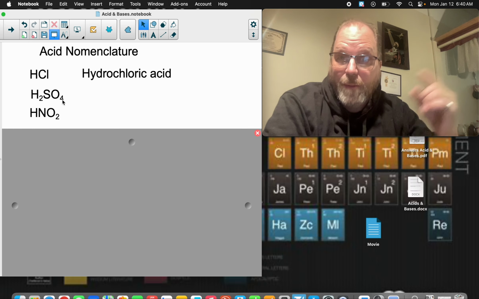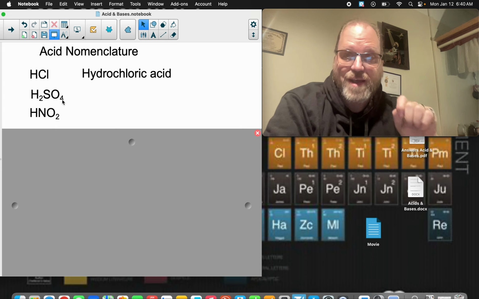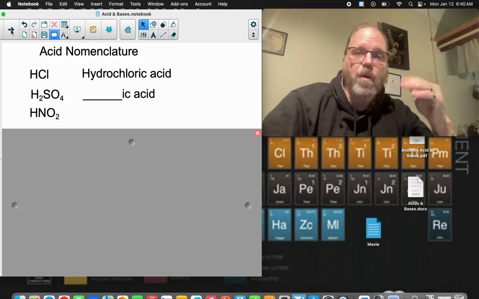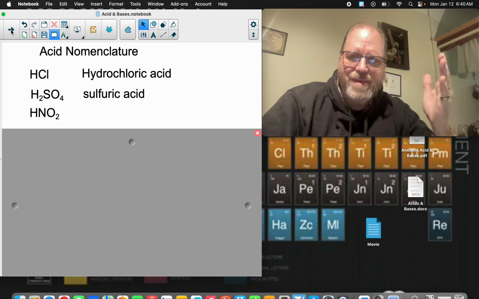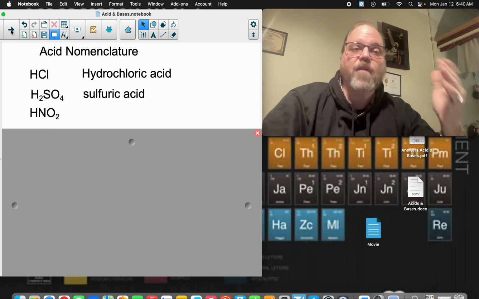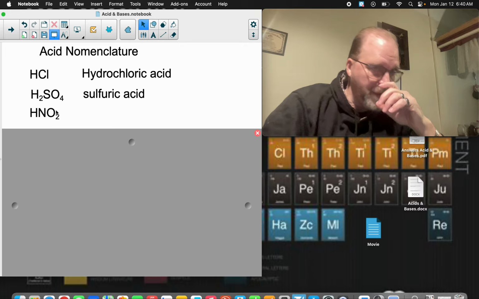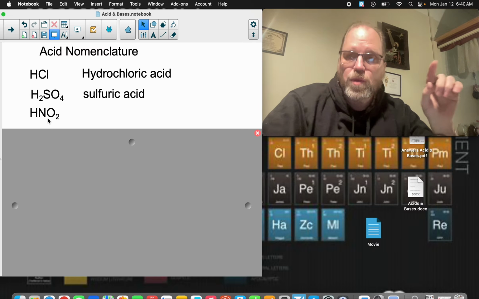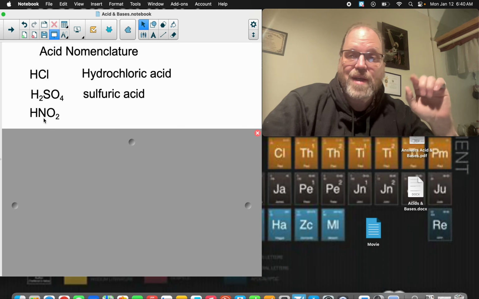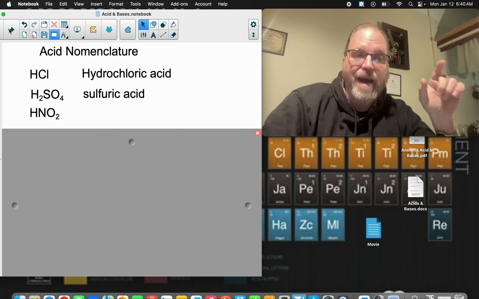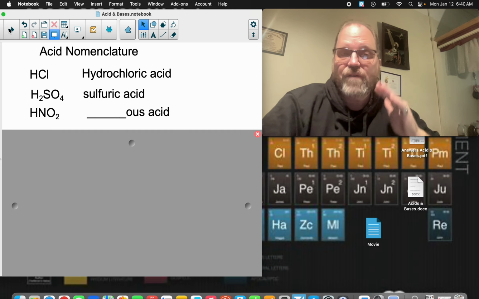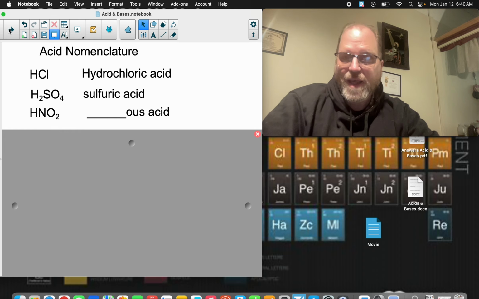SO4, that's sulfate. Remember, it's inside the box. O4, inside the box is an 8. So that's the rule for 8s: ic acid. So it would be sulfic, but they didn't like that too much, so they make it sulfuric acid. And then HNO2 is outside the box. Outside the box, O2 are ites. So that's nitrite for ites. Acid, it's ous acid. So nitrite, take the ite off, add ous, nitrous acid.